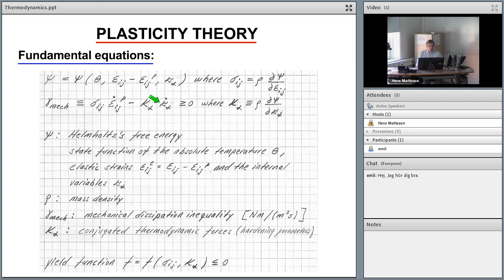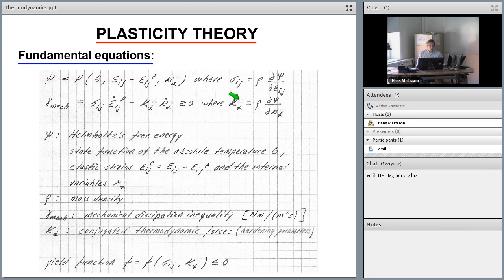And we see that we have these relations here, that the stress tensor is equal to the mass density times the partial derivative of the Helmholtz free energy function with respect to the strains. And then in this relation here we see that the stresses are energy conjugated to the strains here.